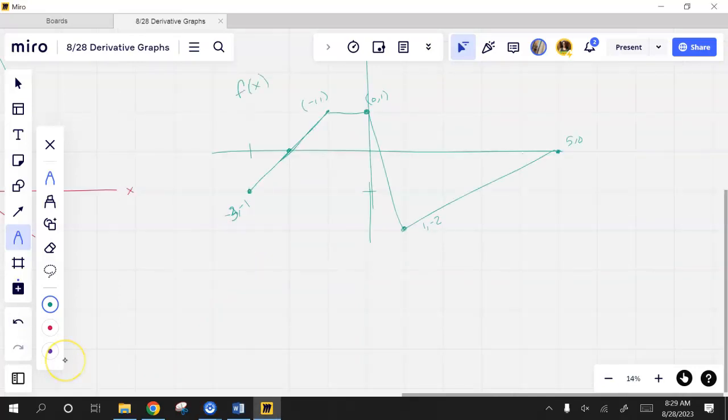This is f of x, and I want you to construct what you think the derivative graph would look like. And I gave you some points here. So the derivative would just be f of x? Not always. We're doing some easy ones to start with.